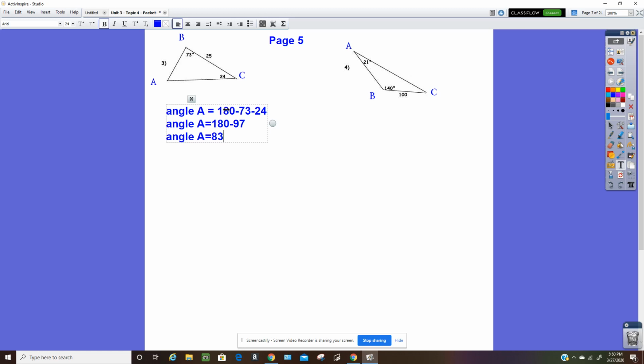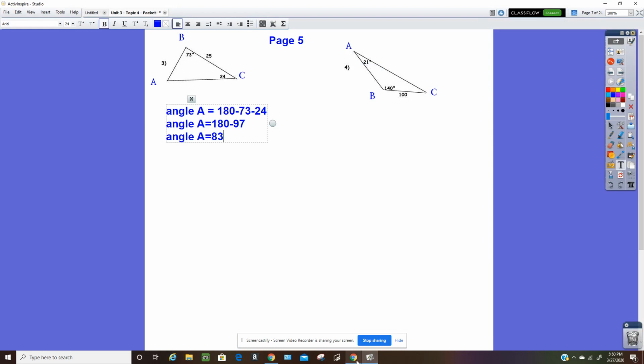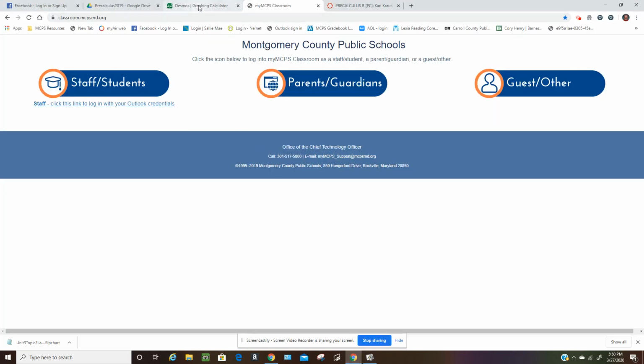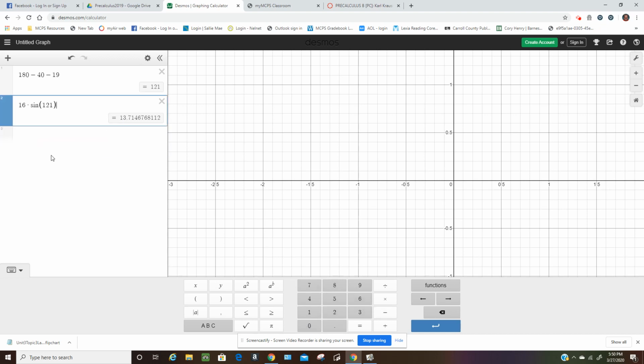So I need to check that on the calculator here. My Desmos calculator, here it is. So in a blank box, 180 minus 97, and I got 83. So I know I have the angle correct there, 83 degrees.